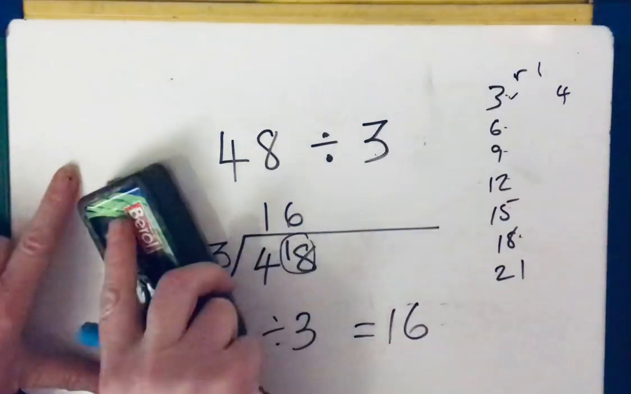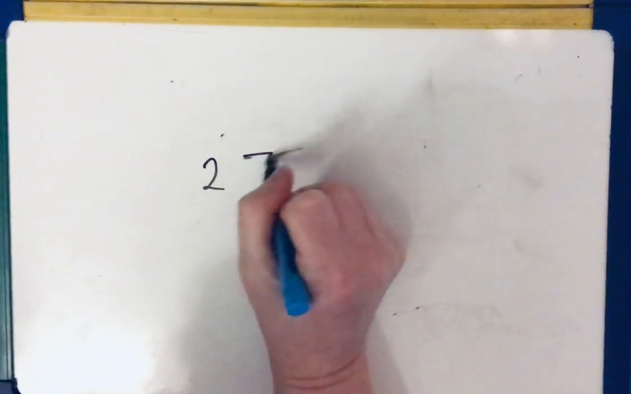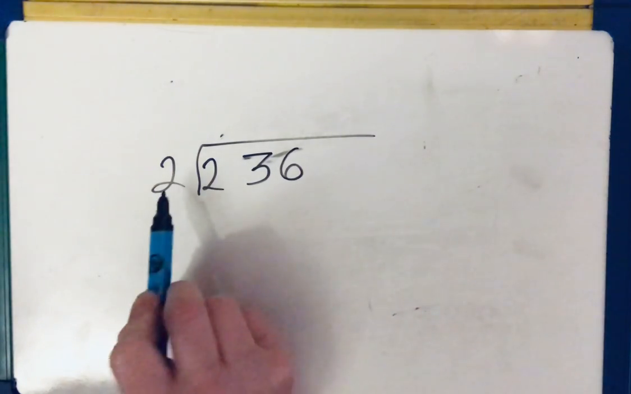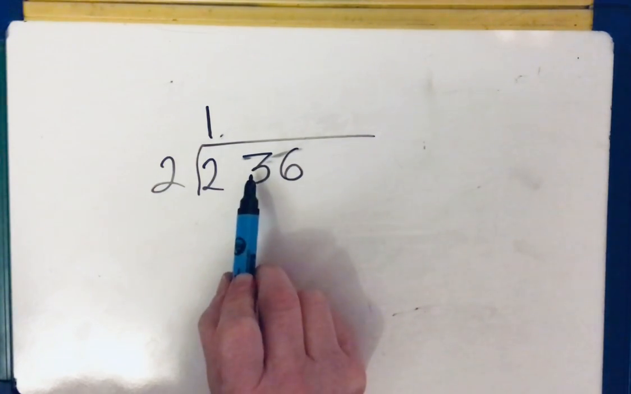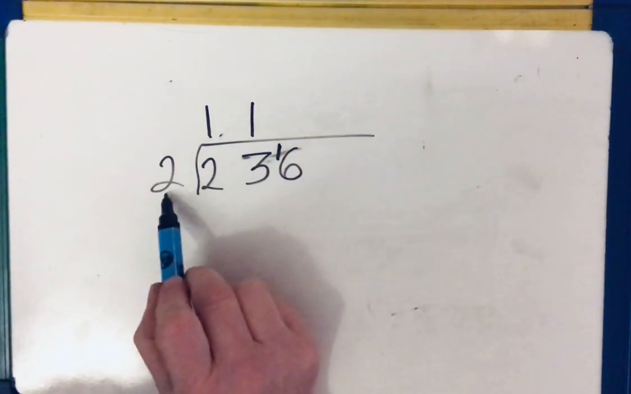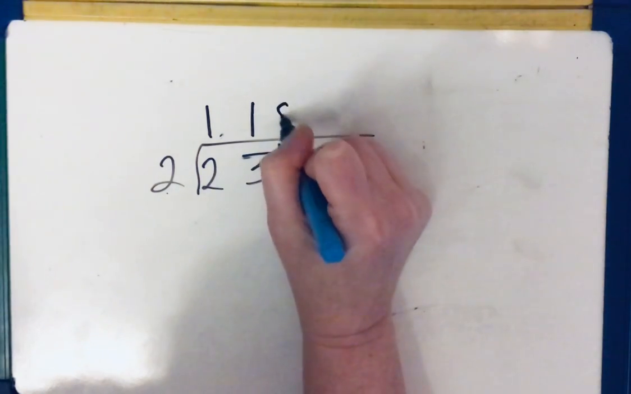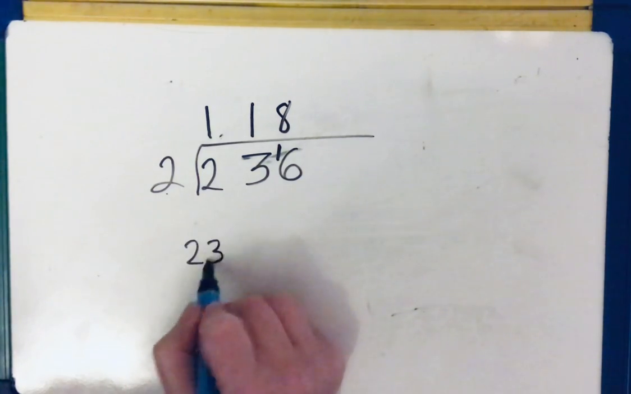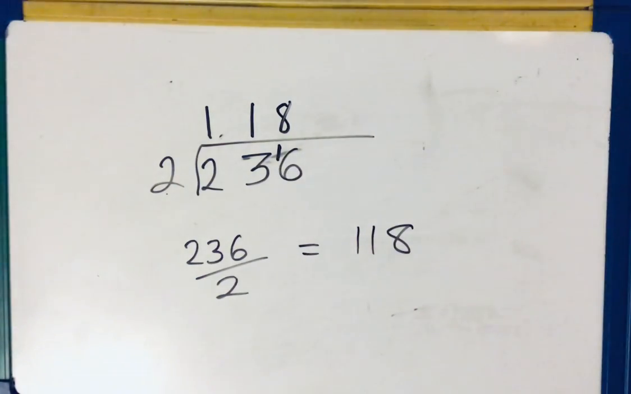I'll do another one. 236 divided by 2. Well, my 2 times table, 2 goes into 2 once, no remainder. I go to the next number along. 2's into 3 goes once, but there's a remainder of 1. 2's into 16, so 2, 4, 6, 8, 10, 12, 14, 16, 8 is 8. And there we have it, 118. So 236 divided by 2 is equal to 118.